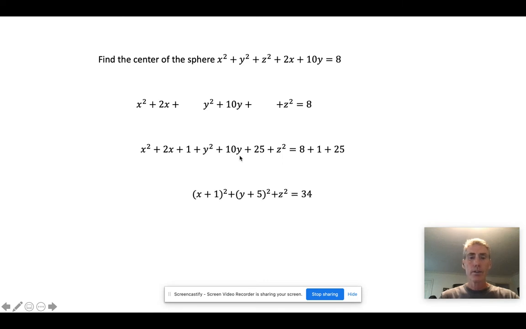And then you can factor. So for the x's, it factors as x plus 1 squared. For the y's, it's y plus 5 squared, and z squared just stays that way. So that means that the center is at -1, -5, 0. And the radius would be the square root of 34, which is 5.831. Now I want to check my answer by going to the three-dimensional graph.